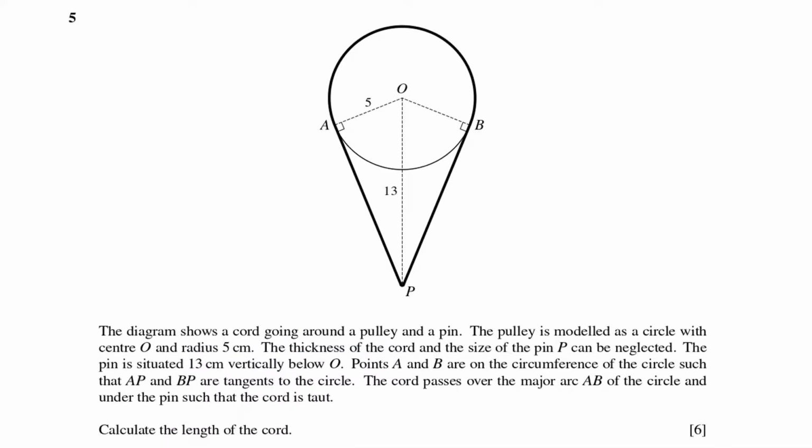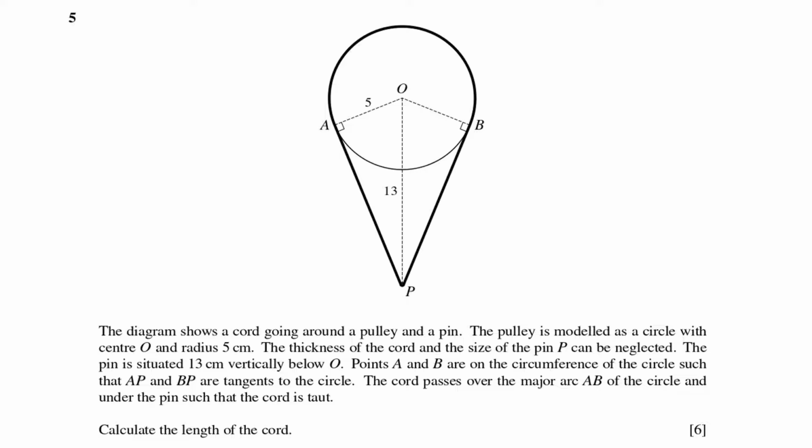Question number 5. The diagram shows a cord going around a pulley and a pin. The pulley is modeled as a circle with center O and radius 5 centimeters. The thickness of the cord and the size of the pin P can be neglected. The pin is situated 13 centimeters vertically below O. Points A and B are on the circumference of the circle such that AP and BP are tangents to the circle. The cord passes over the major arc AB of the circle and under the pin such that the cord is taut. Calculate the length of the cord.